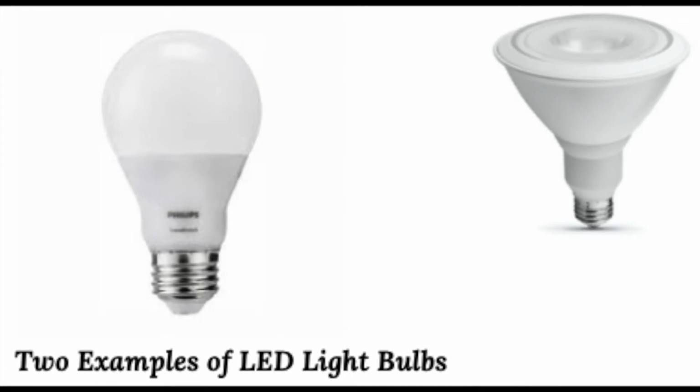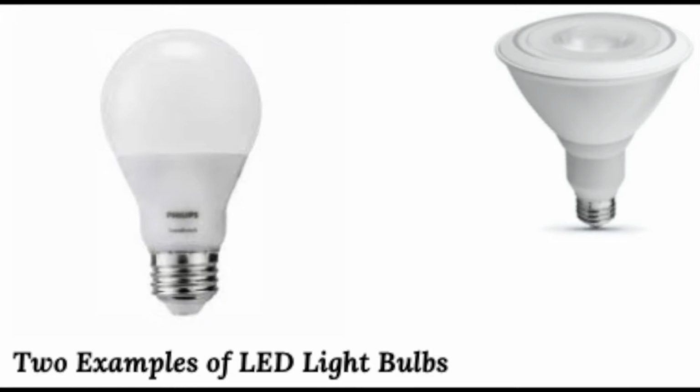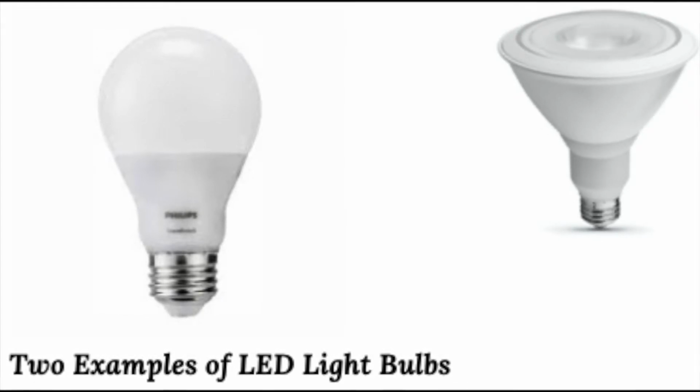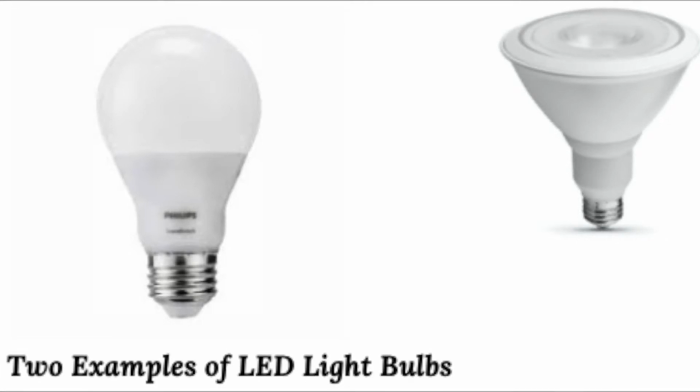LED lights are the most efficient types of lights, whereas incandescent bulbs are the least efficient types of lights. This means that by using LED lights, we can save energy and therefore the money that energy costs.